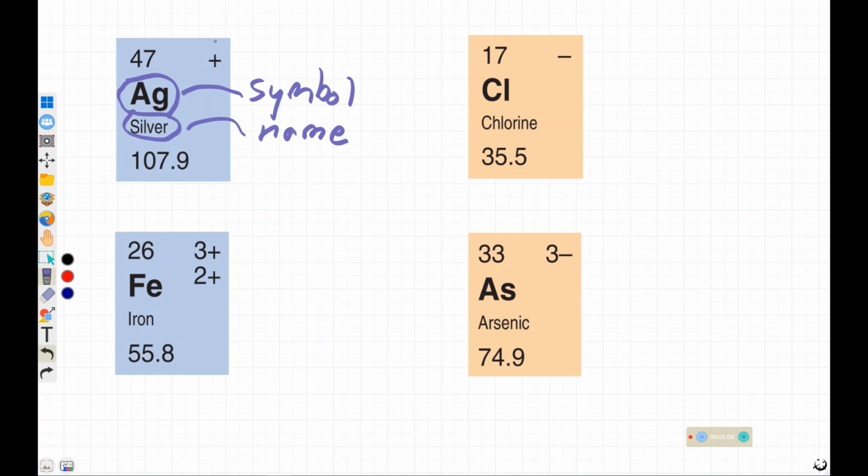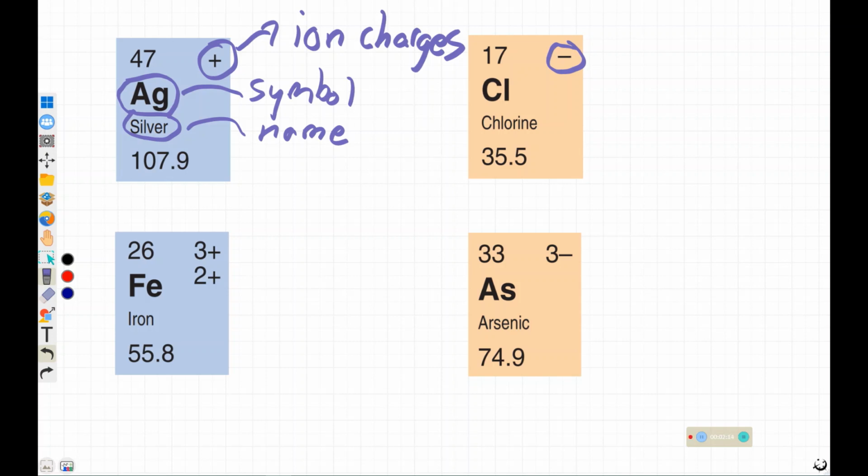And then the third bit of information is also going to be that in the top right of each of these blocks. These are known as the ion charges of the elements. Each of these elements has the potential to have an electrical charge, either positive or negative. Typically, the metals will have positive charges and the non-metals will have negative charges. So as you can see with silver, it has a single positive charge in the top right there, whereas chlorine over here has a single negative charge.